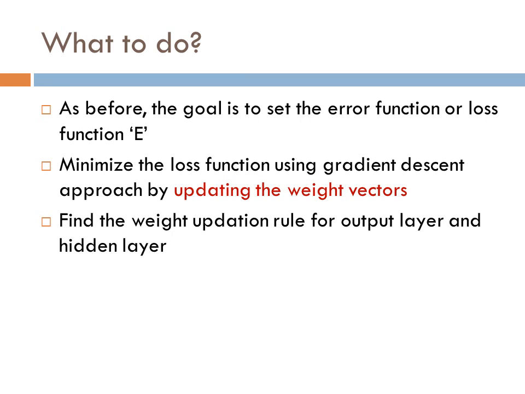This is nothing but taking a derivative in multiple directions. Hence, all this nonlinear mapping should be differentiable. By using this gradient descent approach, we have to update the weight vectors at every iteration until all the samples are correctly classified. So the overall goal is to find the weight updation rule for the output layer as well as the hidden layer.